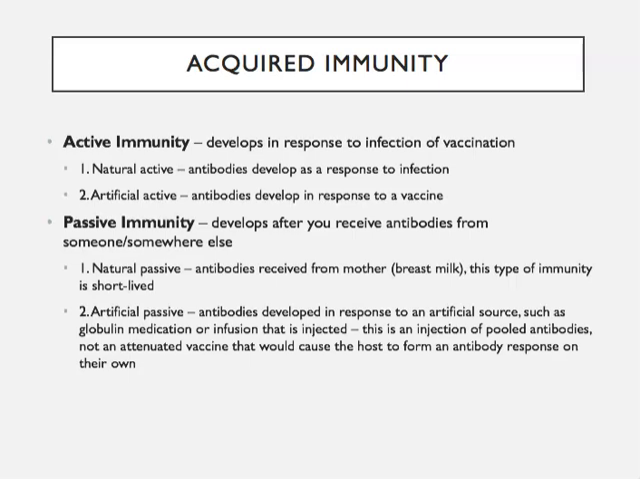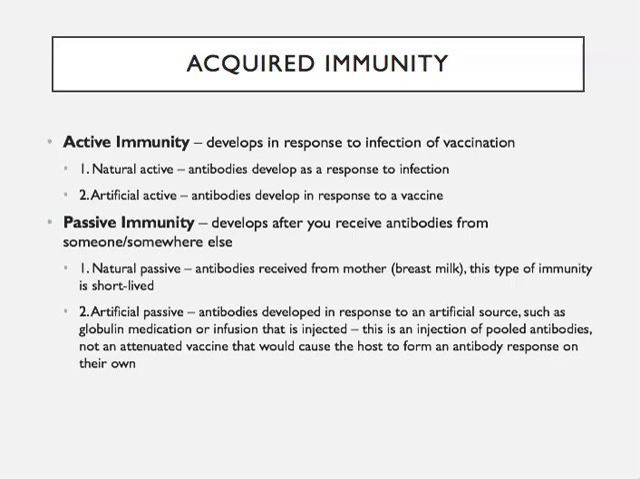And then you've got natural active and artificial active. Natural active immunity is antibodies that your body develops as a response to an actual infection. So you've been exposed to the actual organism or virus or whatever it is that causes that infection, and your body responds appropriately. It produces antibodies in response. Artificial active is where your body's still doing what it's supposed to do. It's producing antibodies, but in response to an artificial source, such as a vaccine.